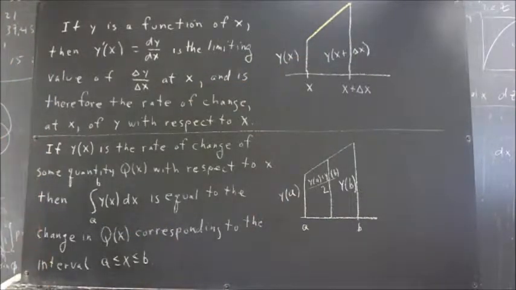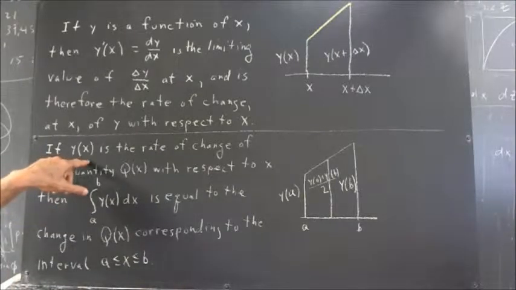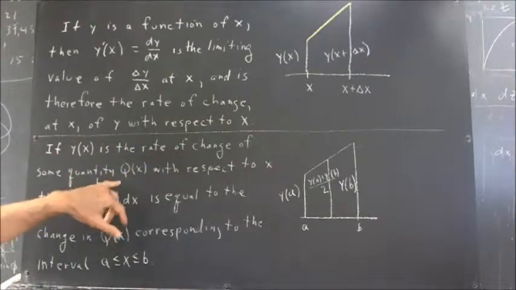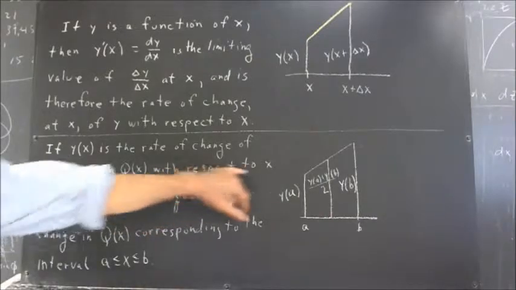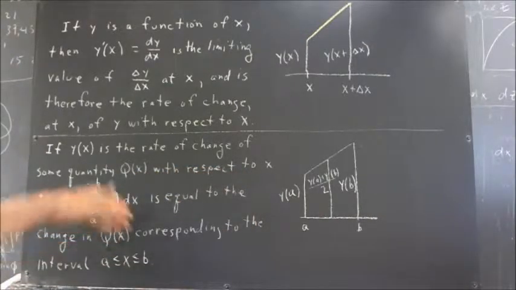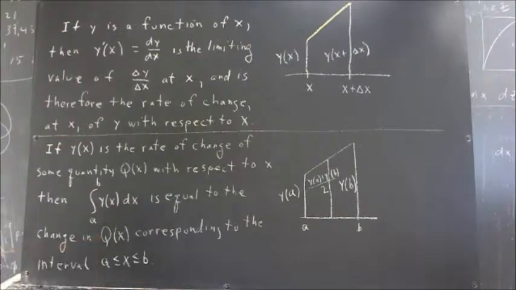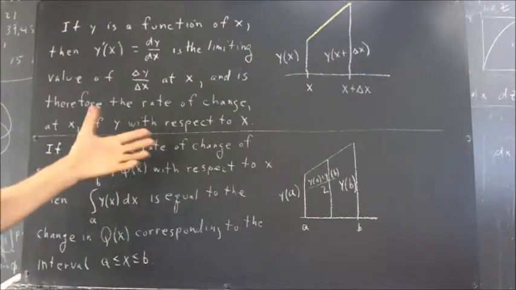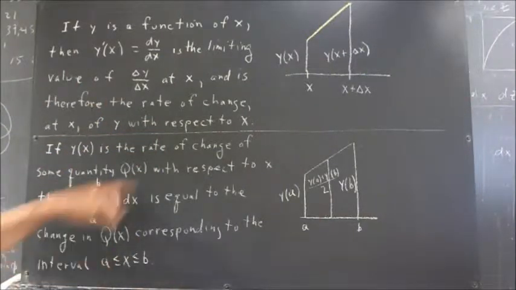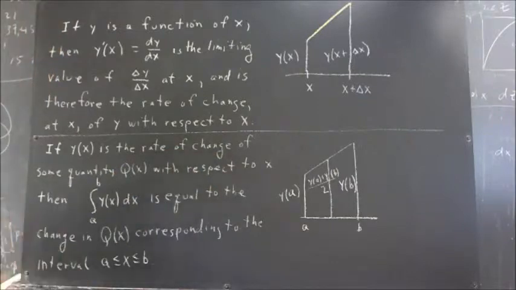The other side of the coin. Let's say that y of x is the rate of change of some other quantity q of x with respect to x. So we could write y of x equals dq/dx if we wanted to, but I just want to talk in terms of the concept and the words rate of change, because that's what people lose track of. Not everybody loses track, of course, but most calculus students, I'm afraid, do.